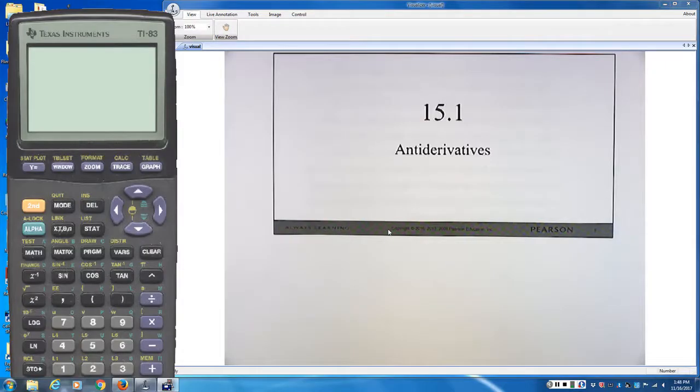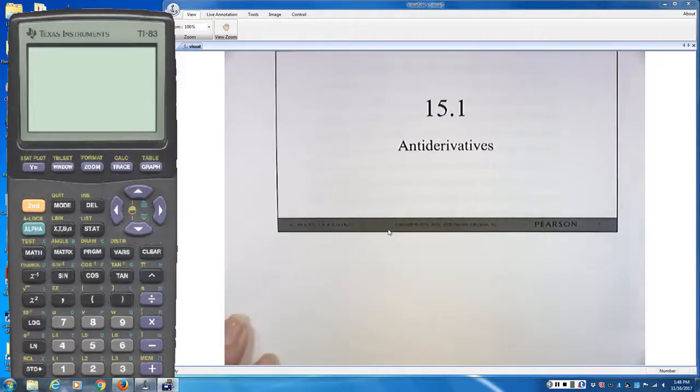Let's actually talk about what an antiderivative is. What does the word "anti" tell you? Not, opposite, okay? An opposite or reverse direction. That's exactly what an antiderivative is. You've got the derivative, and you need to reverse the process and go back and find the function you took the derivative of. Okay? So that's going to be the whole topic.